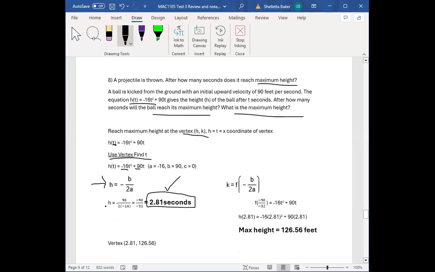Now, what is the maximum height? Now that we know the value of t, we'll just substitute that into our function. So if our maximum t is 2.81, we go to our original function and we substitute 2.81 for t. We simplify -16 times 2.81 squared plus 90 times 2.81, and we get our maximum height at 126.56 feet.